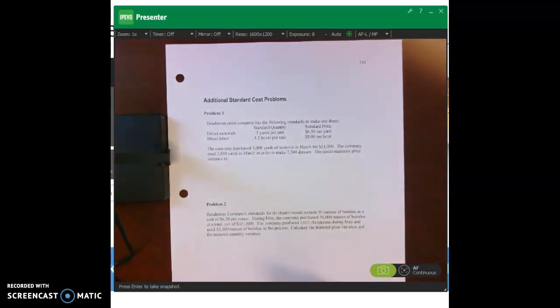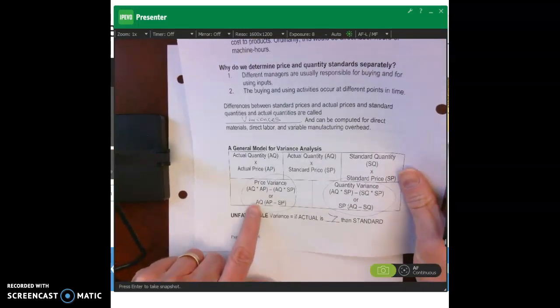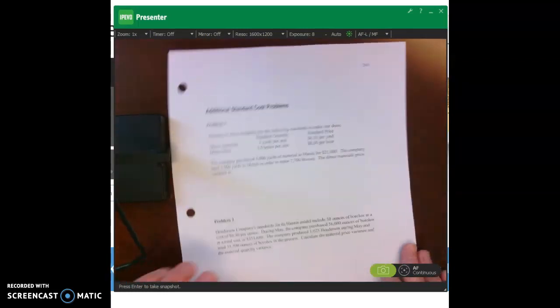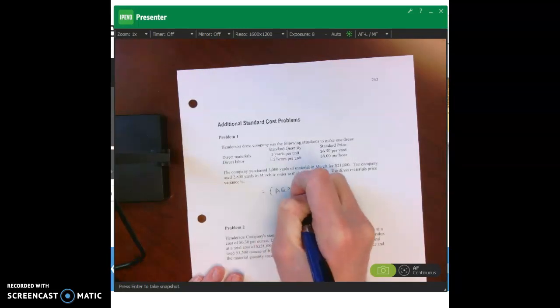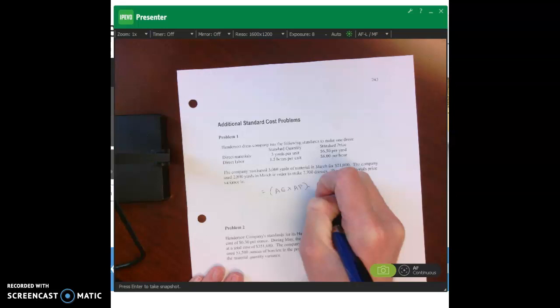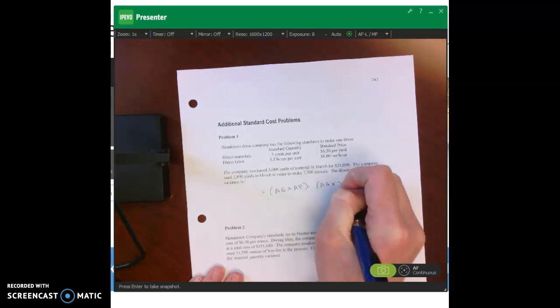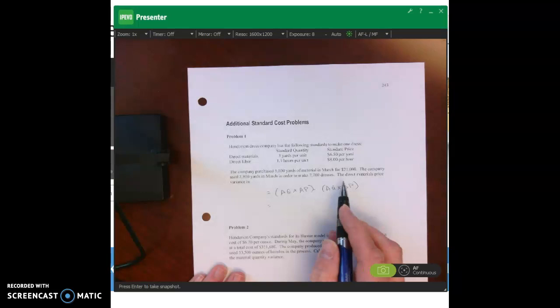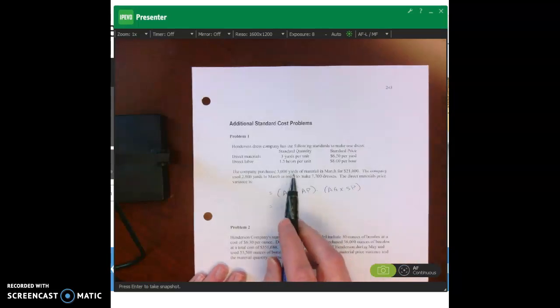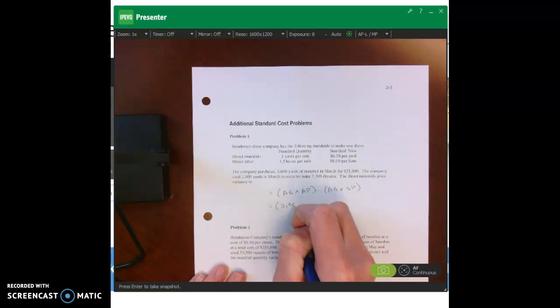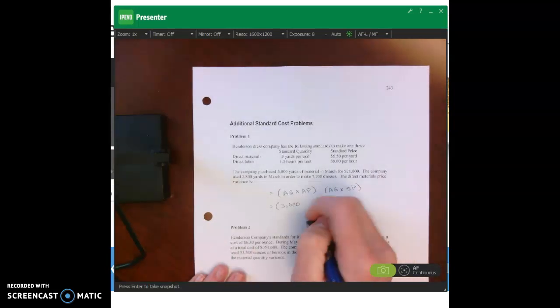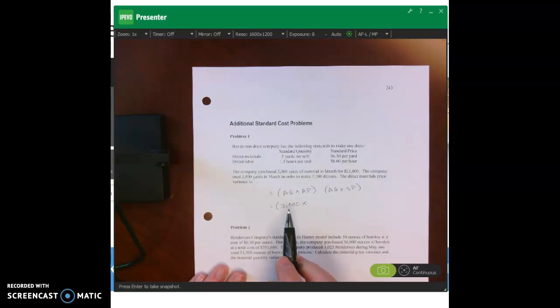In order to do this, what you will do is use the price variance formula right here to solve this problem. So we'll come over here and we'll set it up. We'll say our AQ times our AP minus our AQ times our SP. We're doing our materials price variance, so we have to say, well, how much did they purchase? They actually purchased 3,000 yards. This is actual purchase. 3,000 yards, right? Times the actual price that they paid.